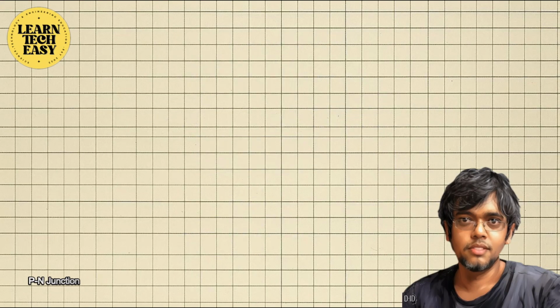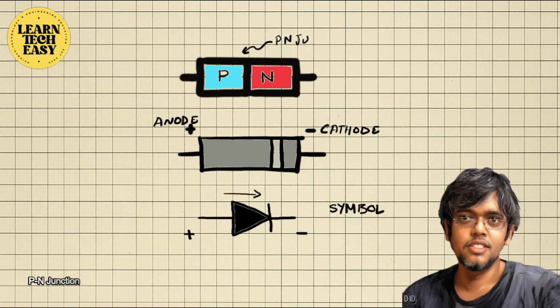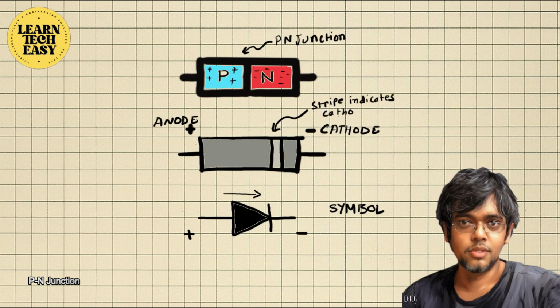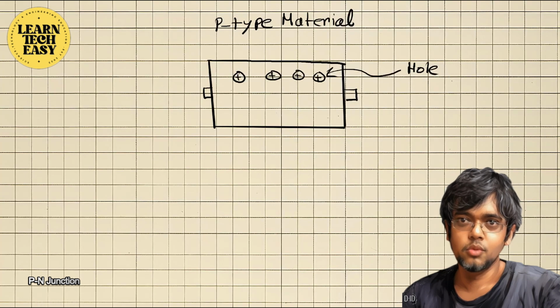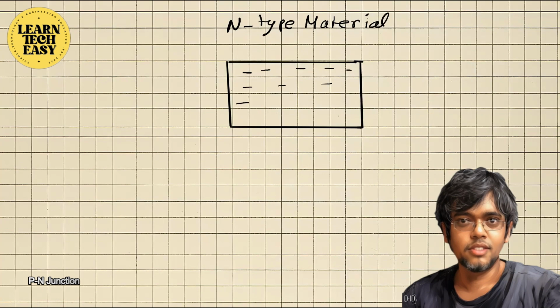Let's learn about diode and PN junction. A PN junction is a boundary or interface between two regions of semiconductor material, one doped with an acceptor impurity, p-type, and the other doped with a donor impurity, n-type.